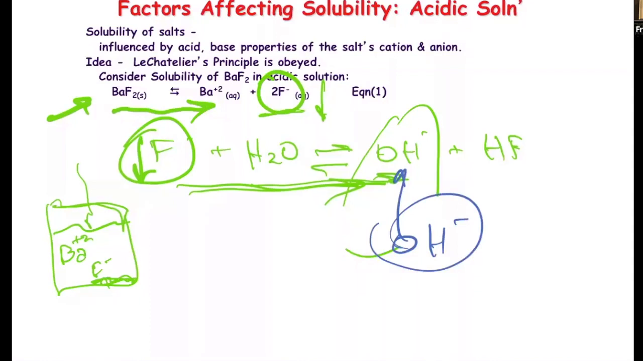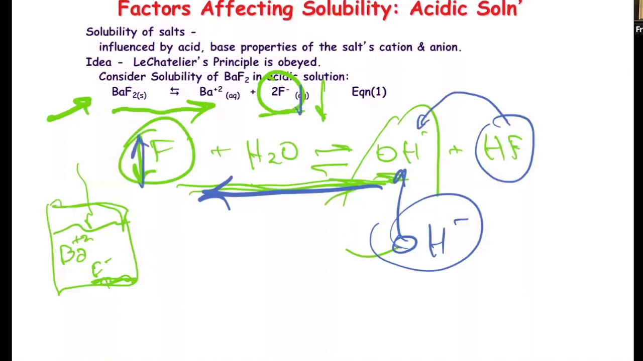Guess what? The equilibrium now is going to shift to the left, producing more fluoride because it has to chew up the HF that forms. Okay, you got more hydroxide, more products. It's got to shift the equilibrium to the left. You're producing more fluoride now. More fluoride in that primary reaction is going to shift the equilibrium to the left here. You're going to get more barium fluoride precipitating out.